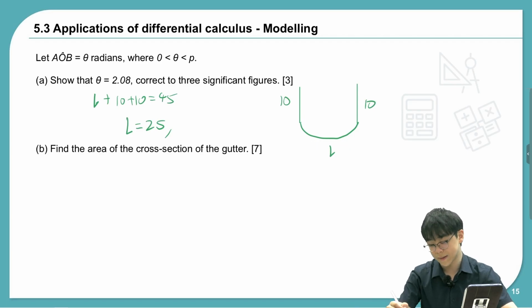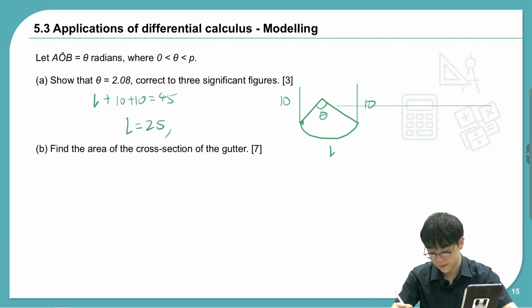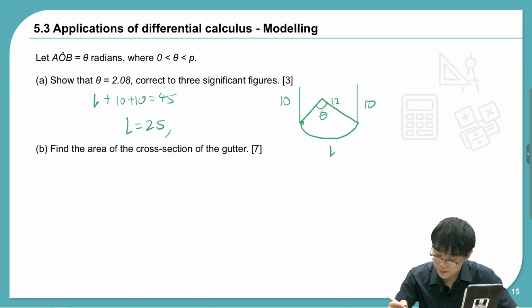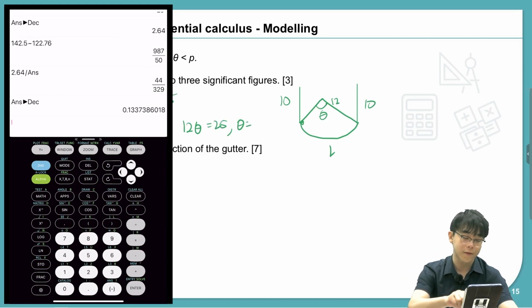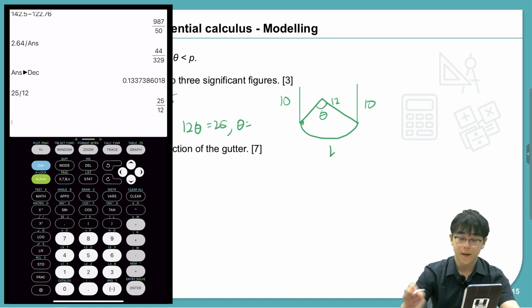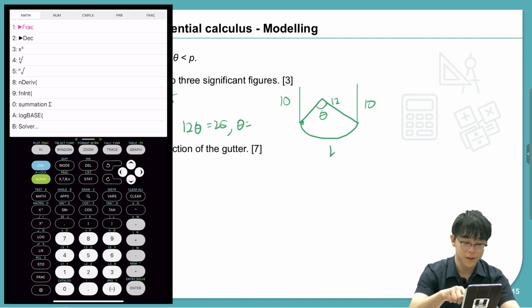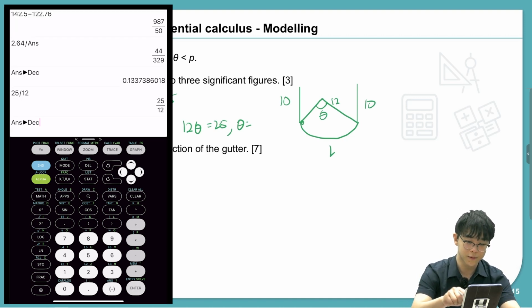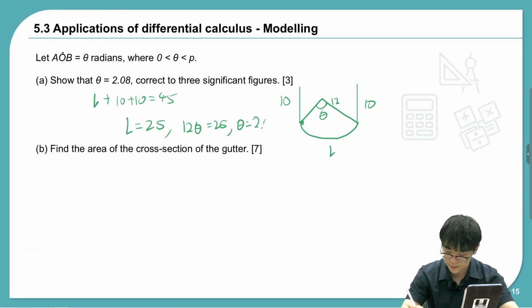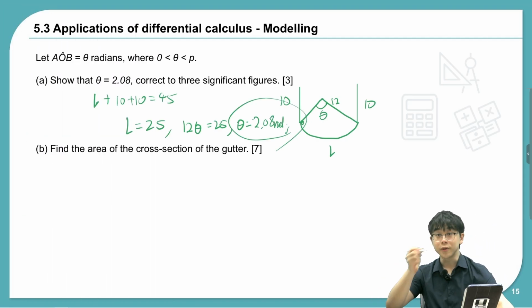Now, how do we find this L? Well, this is theta, and we have our radius R, which was actually 12. So 12 theta is going to be 25. So theta is going to be 25 over 12, which is 2.08 radians. Okay, so that's how you would do part A.